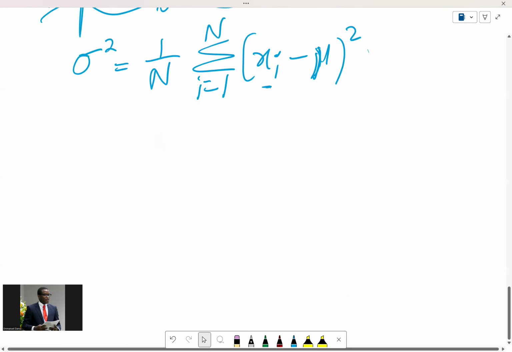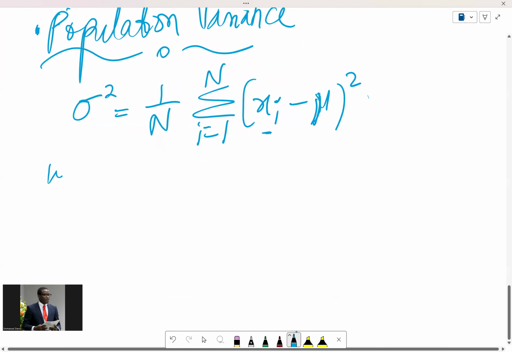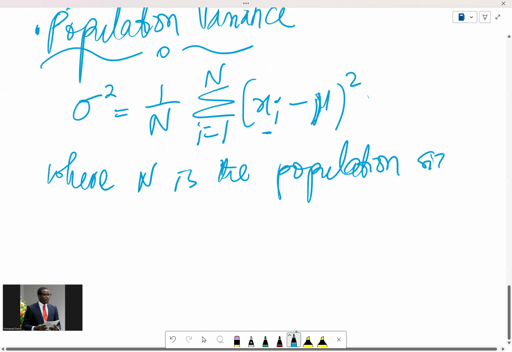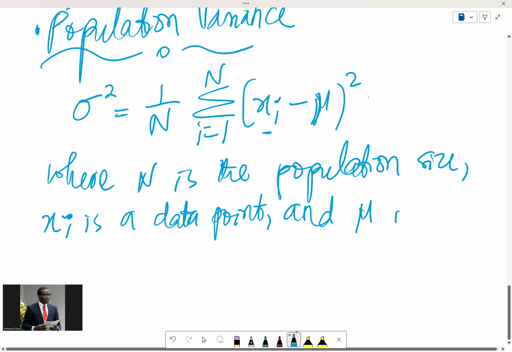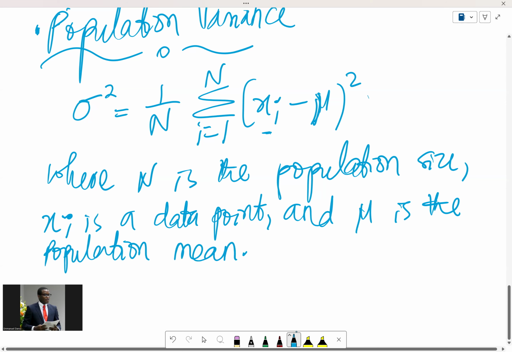So with this, n is the population size, xi is a data point. So x1, for instance, is the first data point, x2 the second data point, and so on and so forth. And mu is the population mean. Okay. So that's for the population.